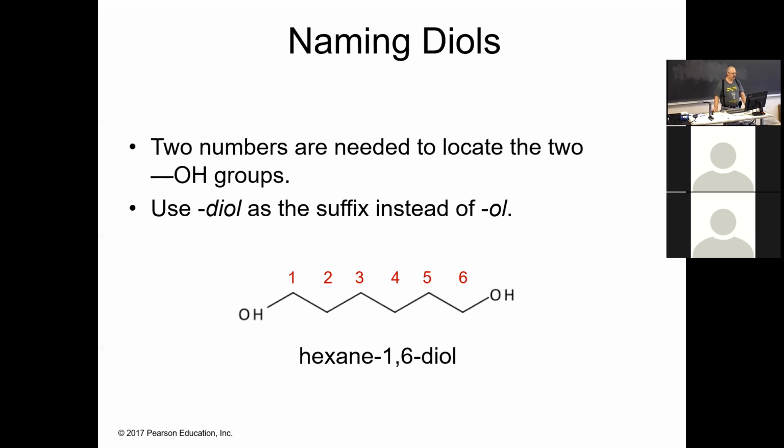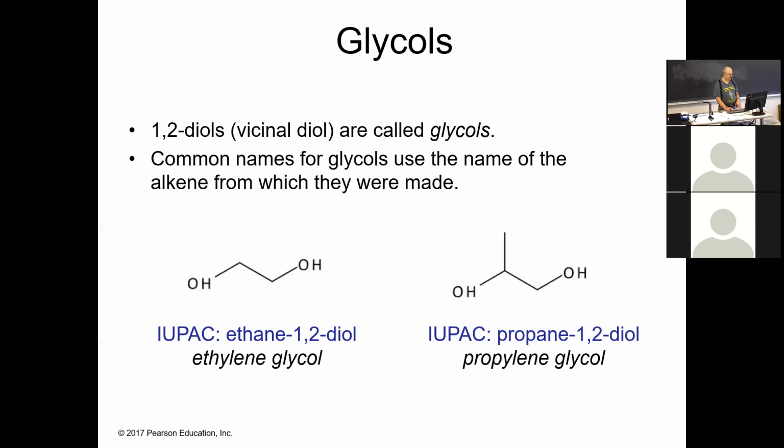Okay, if we have 2 alcohols, both of those need numbers, and the prefix for 2 is di. So a diol is a compound that has 2 alcohols. So this is hexane-1,6-diol. We retain the E because the next letter is a consonant. 1,2-diols are commonly called glycols or vicinal diols.